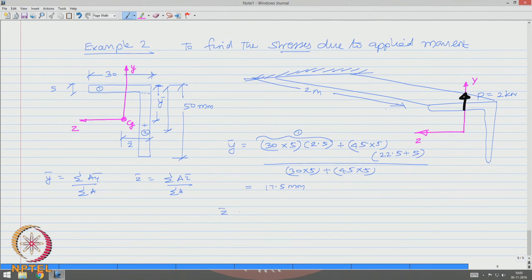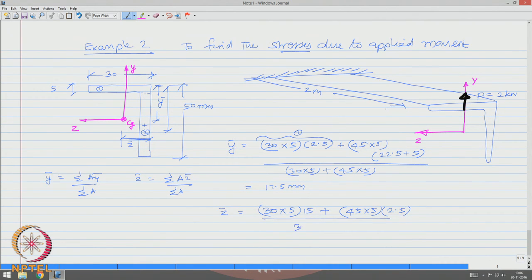Now, to locate z bar, we do the same thing. Let us measure z bar from the extreme right, that is my origin. I am measuring z bar from here. So, the top flange 30 into 5 is the area and the distance will be 15, and the vertical flange, that is piece number 2, 45 into 5 is the area and the distance is 2.5.